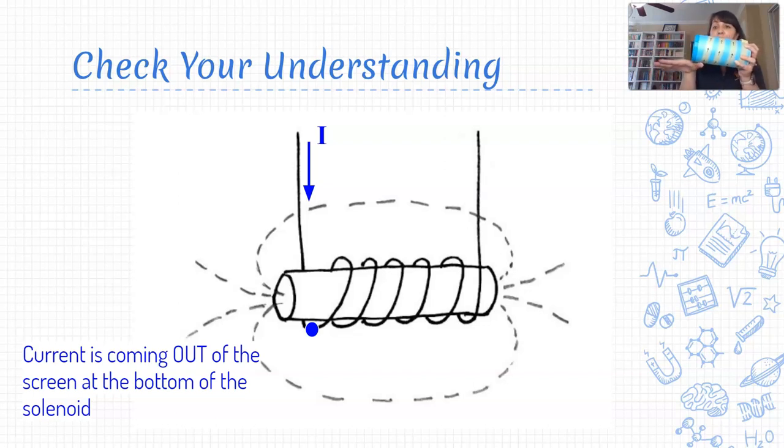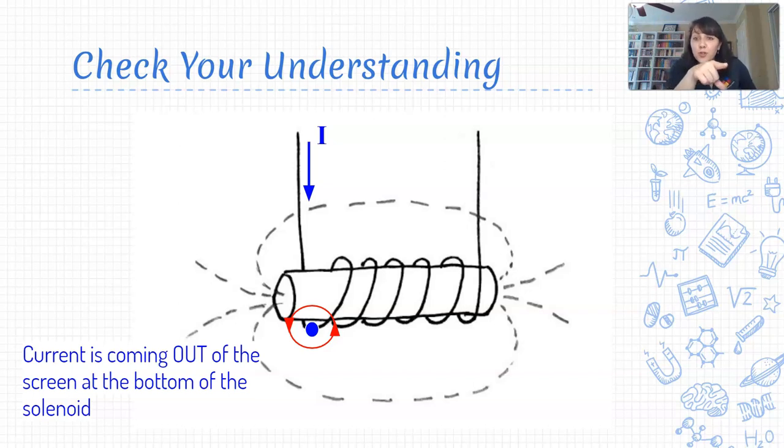So I would take my thumb and have it point out of the screen right there and then wrap my fingers around. And what I see is that at that location, my fingers are curling around counterclockwise, just as we saw before in that previous example. All right, so the magnetic field from that one little location on the wire is counterclockwise.